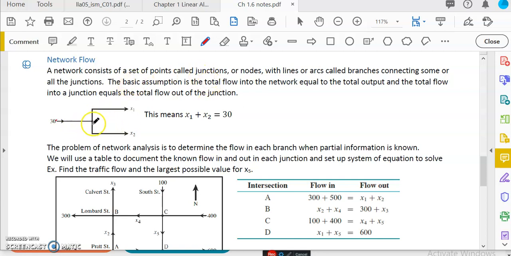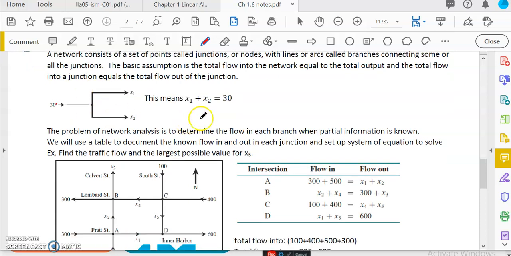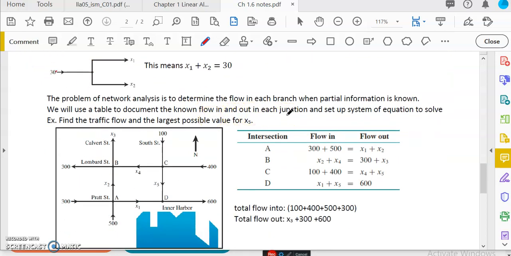The total flow into a network is equal to the total flow out, and also the total flow into a junction is equal to the total flow out of the junction. Cars coming into a junction either have to turn left or right, or go straight, right? In this particular case, the arrows coming into the junction are the inflow, and anything that flows out of the junction is outflow. So the outflow is x1 plus x2. You can think of a car coming in, they either have to go to the first branch or the second branch. So added together it is equal to 30 if you have 30 cars coming in.